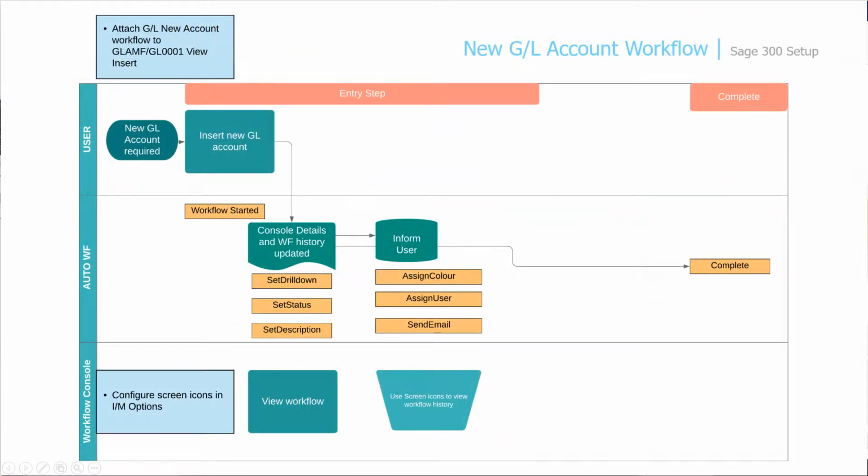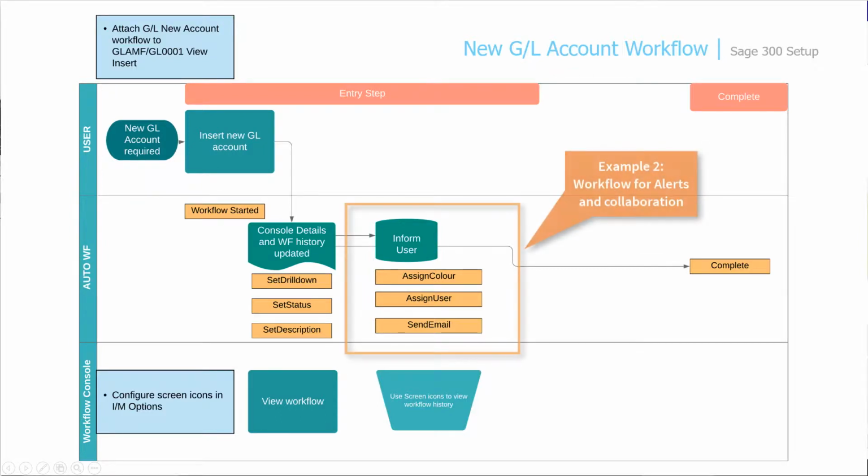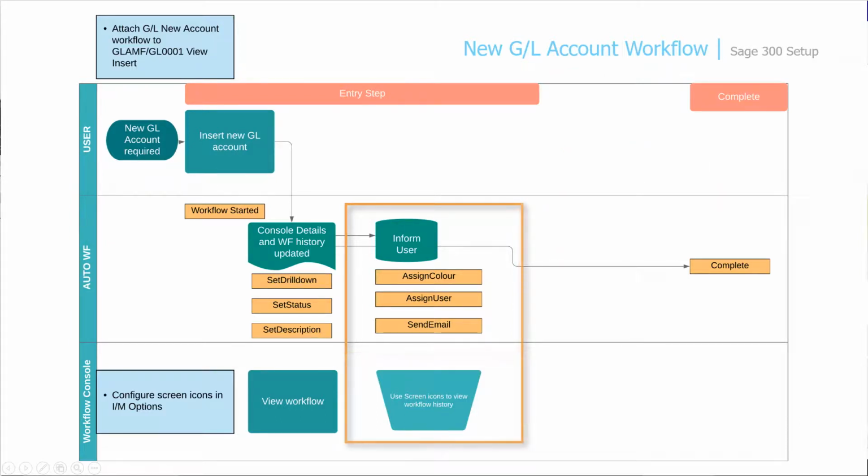In our next example, we're going to build on the initial workflow we've created and add some configuration to alert users and add color to the console and send emails. We're also going to look at adding icons to the Sage 300 screen to view the workflow history.